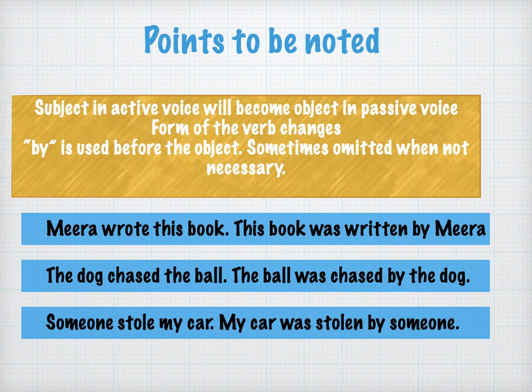Now, look at these examples. Meera wrote this book. This book was written by Meera. The dog chased the ball. The ball was chased by the dog. So the verb pattern changes. Chased will become was chased. Someone stole my car. My car was stolen. That is correct. My car was stolen by someone. That is also correct because since the name or nothing substantial is being described here, whether you write by someone or not doesn't really matter, so it's sometimes omitted.